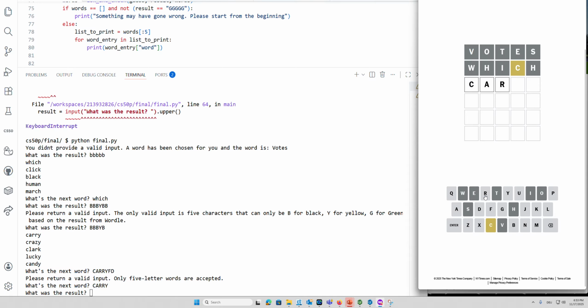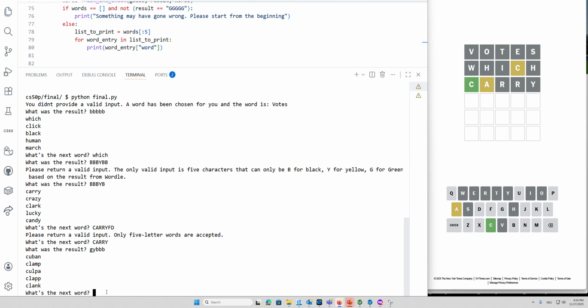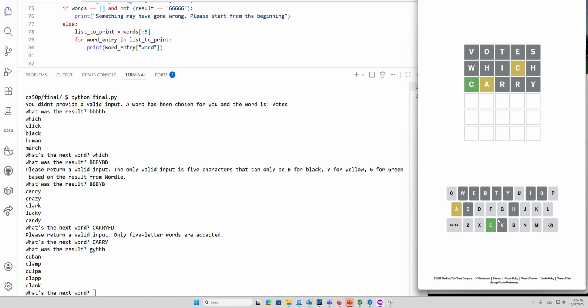Okay, and now let's see the result. Not super lucky again. The result was green, yellow, black, black, black. Okay, now we have Cuban, clam, culpa. Let's try Cuban.